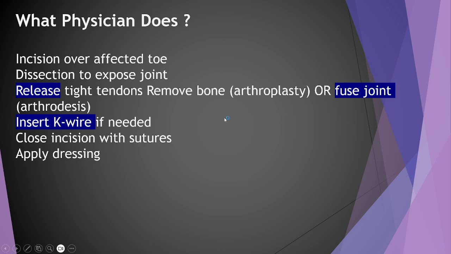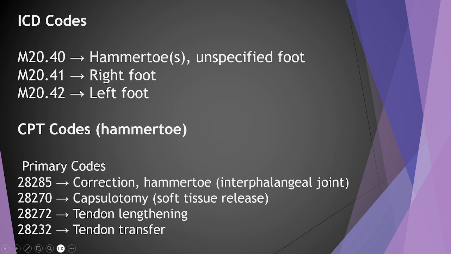Okay. Second, what will a physician do? The physician will simply incise over the affected toe to expose the joint. After exposing the joint, he will release the tight tendon, and arthroplasty or fusion is done. After that, the K wire is inserted if needed, and the incision is closed with suture and a dressing is applied.